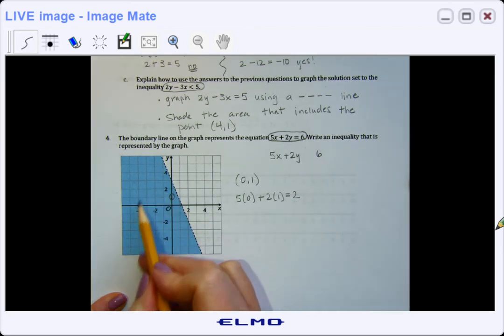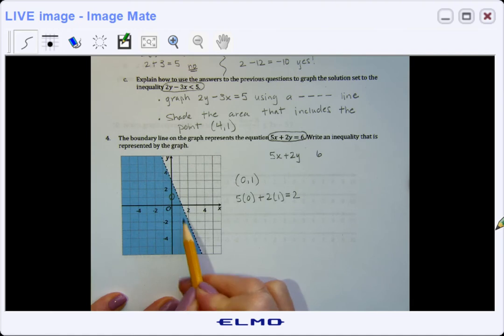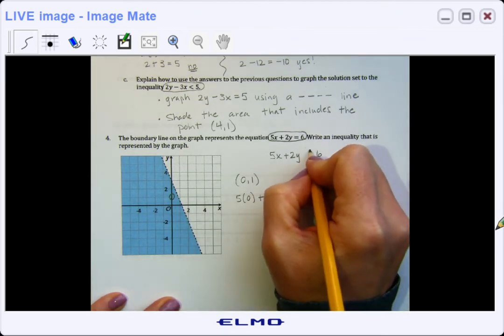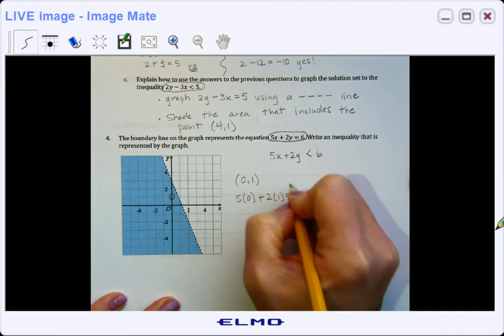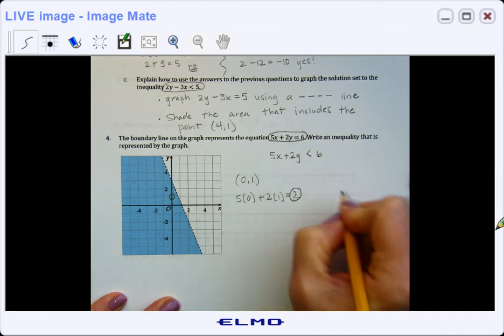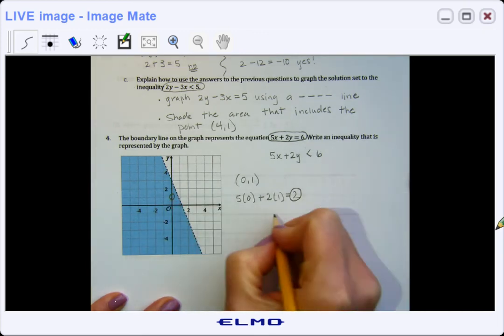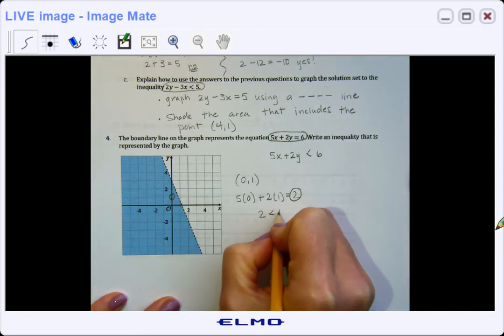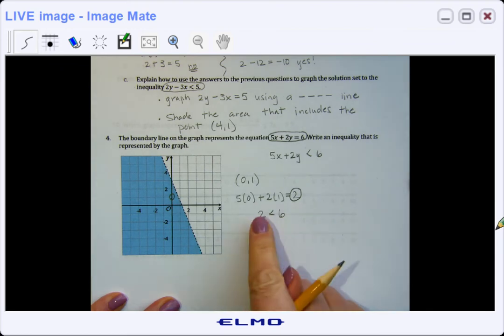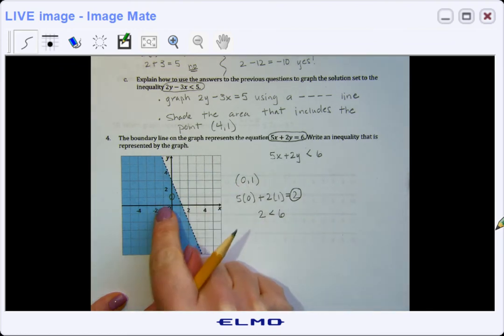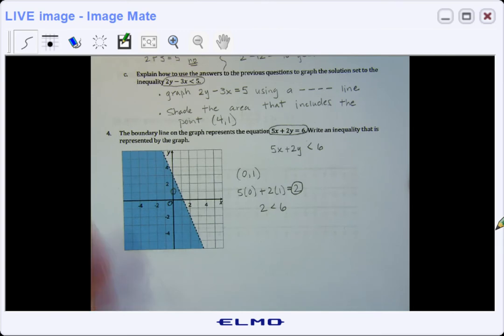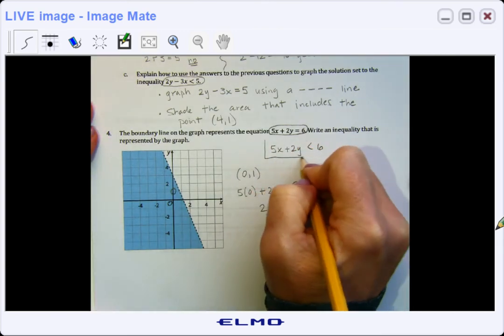So since the point I chose is in the shaded area, the true region, solution set for this inequality, I know the symbol has to go this way because I got a 2 when I checked a point from over here. And I know that this is true. And the 2 comes from plugging in a point from the solution set. So this is the answer for number 4.